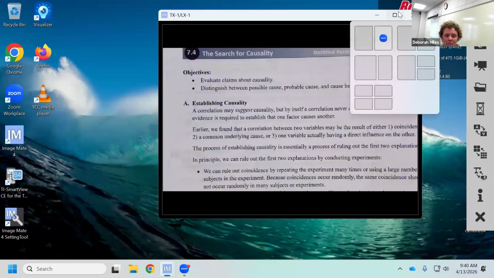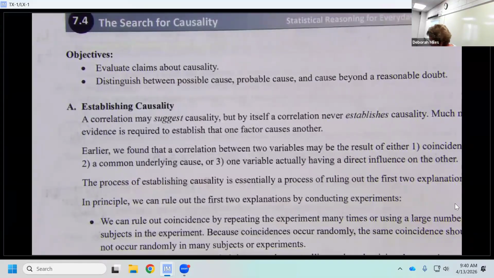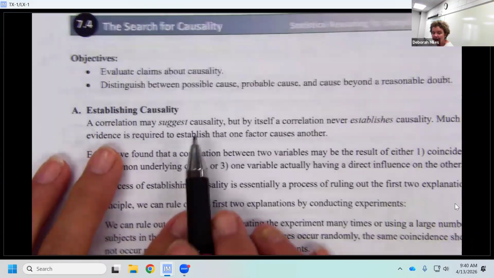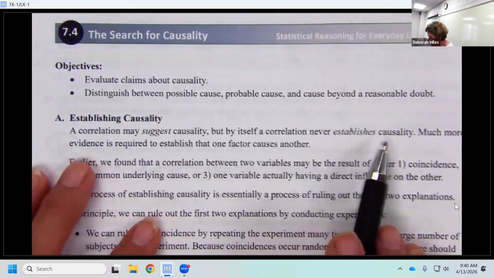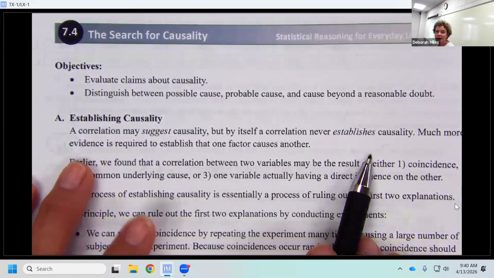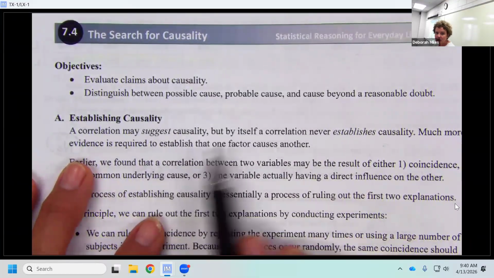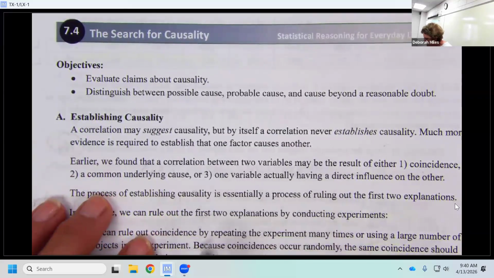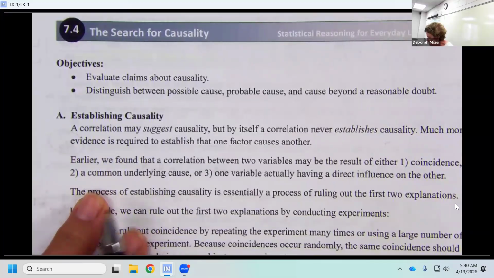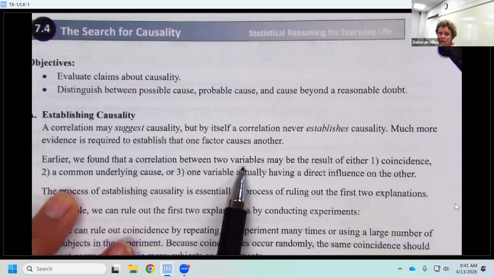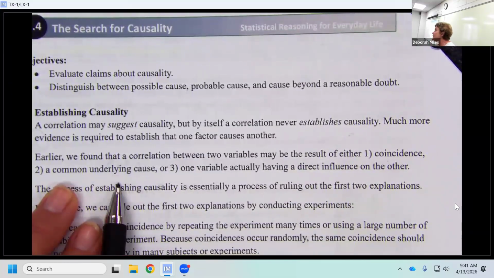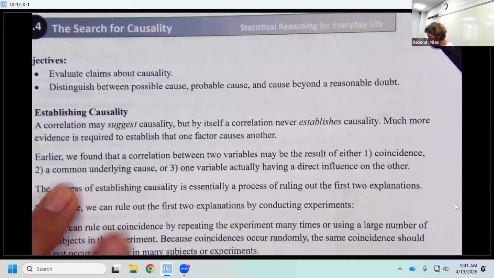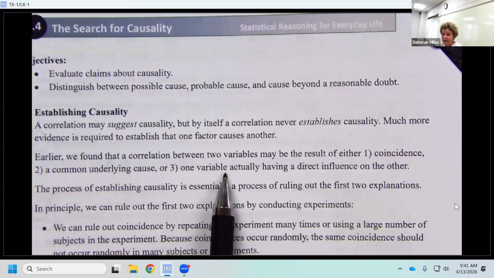is causing y? No, we can't. Correlation may suggest causality, but by itself, correlation never establishes or proves causality. Much more evidence is required to establish that one factor causes another. Earlier in 7.2, we found that correlation between 2 variables could just be a coincidence, or both things could have some underlying cause, or yes, one variable may actually be causing the change in the other.